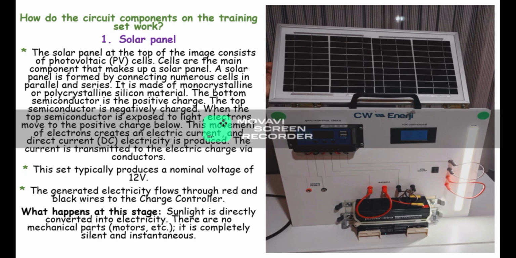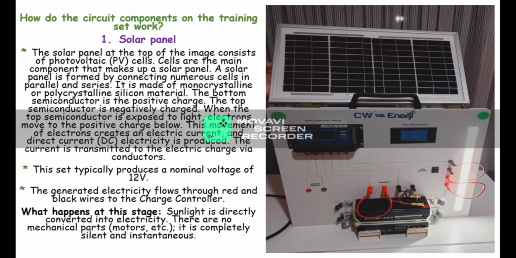How do the circuit components on the training set work? The first one to mention here, as you can see from the picture, is the solar panel. The solar panel at the top of the image consists of photovoltaic PV cells. Cells are the main component that makes up a solar panel. A solar panel is formed by connecting numerous cells in parallel and series. It is made of monocrystalline and or polycrystalline silicon material.